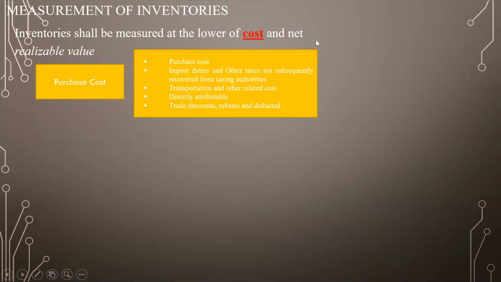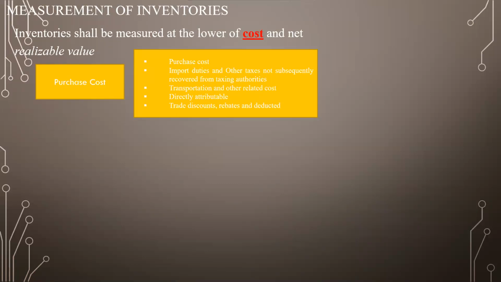We understood what net realizable value is in the previous slide. Now let us understand what cost is. Cost here is an inclusive definition. It is not exhaustively defined, same as net realizable value. It's very subjective. However, we will try to put it together to understand what cost means.